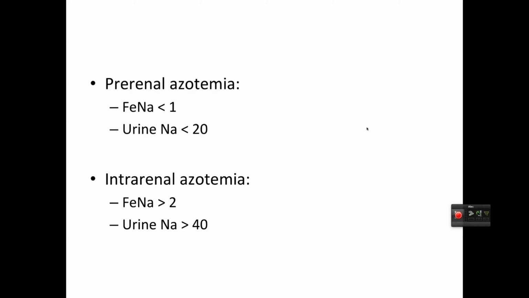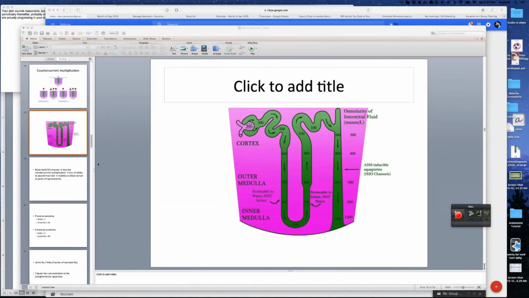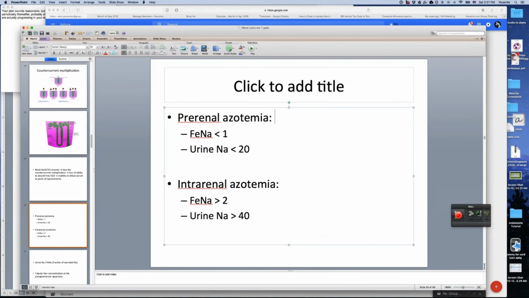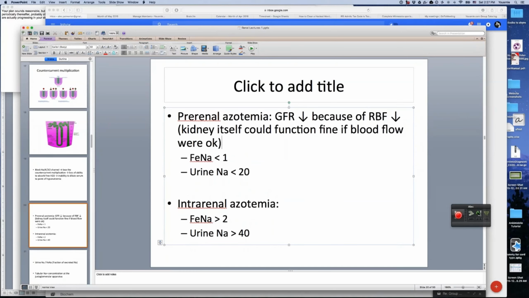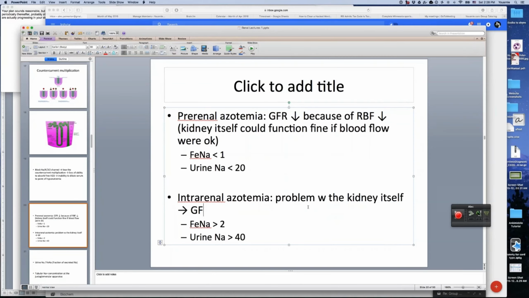renal function. Okay, so the difference between prerenal azotemia and intrarenal azotemia is that prerenal azotemia means that GFR is down because renal blood flow is down. But the glomerulus itself, the kidney itself, would function fine if blood flow were okay. That's basically what prerenal azotemia is. What does intrarenal azotemia mean? So if it's intrarenal, then there's going to be a problem with your membrane where you're letting ions through. And it's a problem with the kidney itself. Right, which leads to the GFR being down.